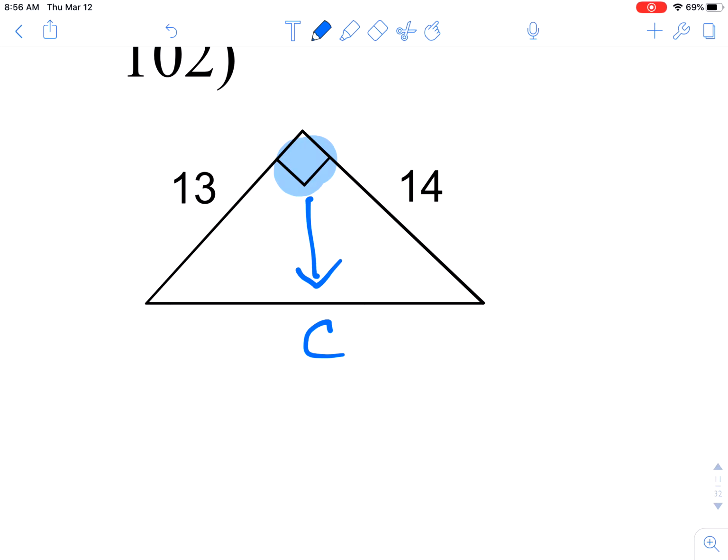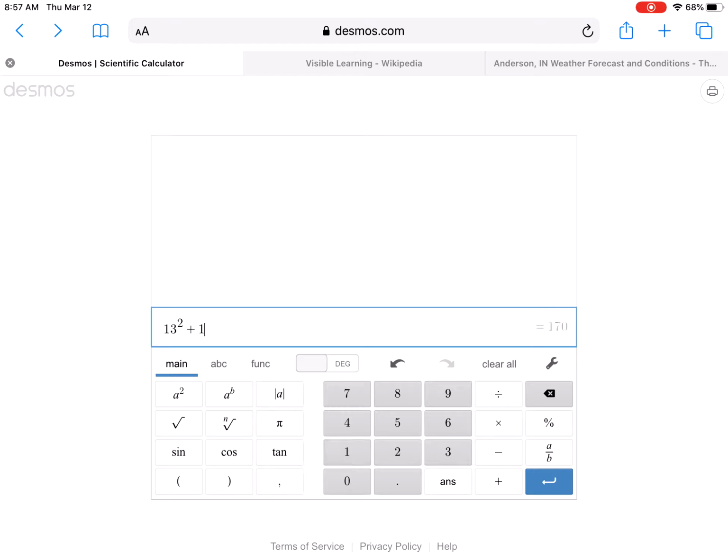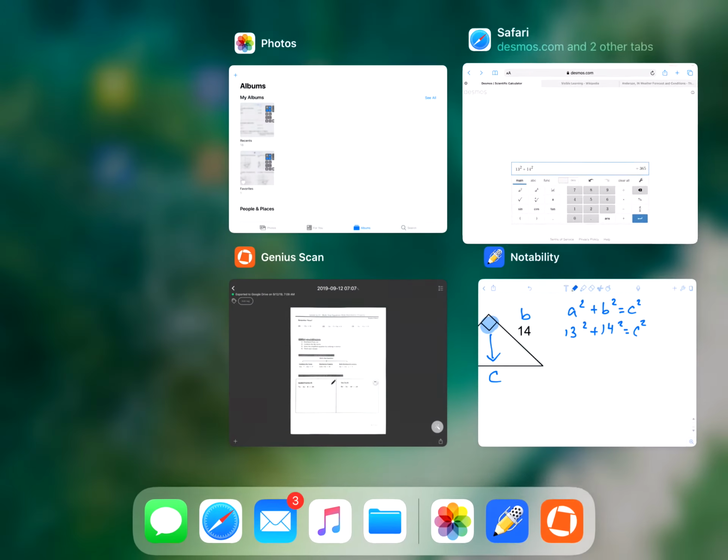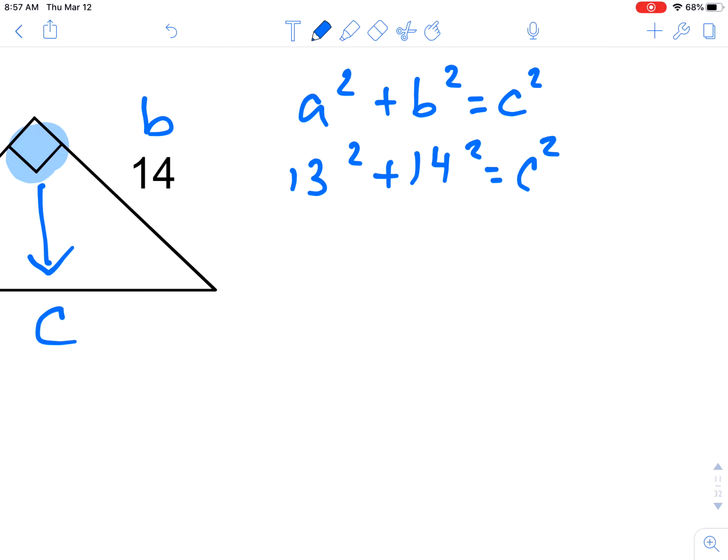And so the first thing I'm going to do is go to my Desmos calculator and just type in 13 squared plus 14 squared, and I'm going to get 365. And so I'm going to go back to my paper for a second. So this is all equal to 365. It's still equal to C squared. I don't want to know what C squared is. I want to know what C is.